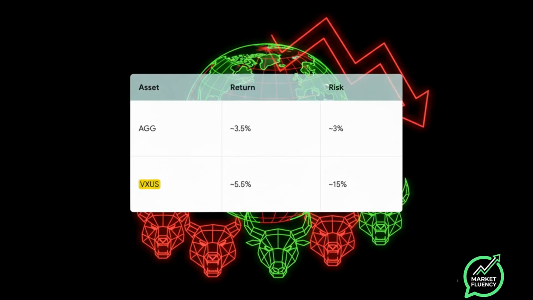Okay, next, let's add international stocks. Now, wait a second. Look at this. To own these, you had to take on way more risk, all the way out at 15% volatility, but your return for that specific decade, only about 5.5%. Given the slower economic recovery in other parts of the world back then, that turned out to be a really bad deal. A lot of risk for not a lot of reward.